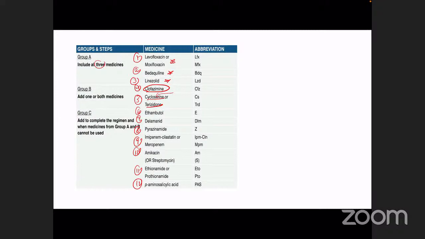So out of these group C agents, if somebody asks you which one to select first, obviously the one that has to come is delamanid. Whenever it is available and it can be used, delamanid is the first choice among the group C drugs. Okay. So we should use group A drugs and group B drugs, and if some of the drugs cannot be used because of resistance or intolerability, you may have to use the group C drug for management of DRTB. We'll discuss how to use these drugs in the later slides.